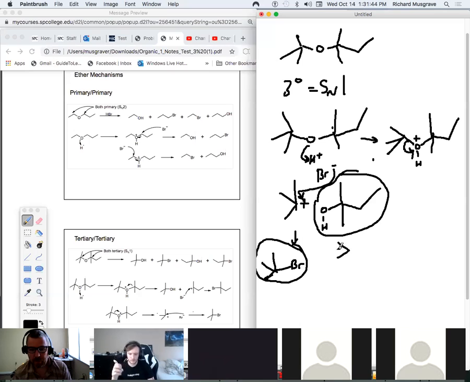We can also, of course, rewrite this same O with the H plus on it. It's not really an alcohol, but the ether with the H plus on it. And then we'll break it from the other side.